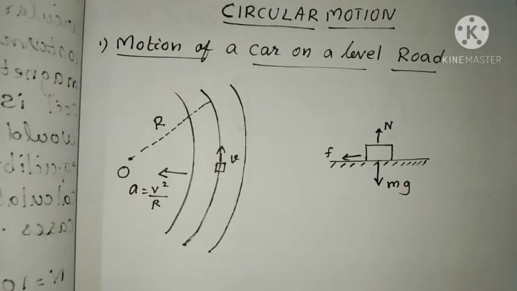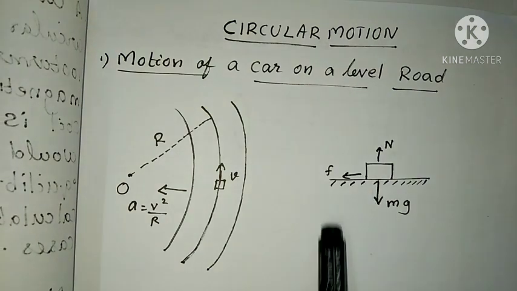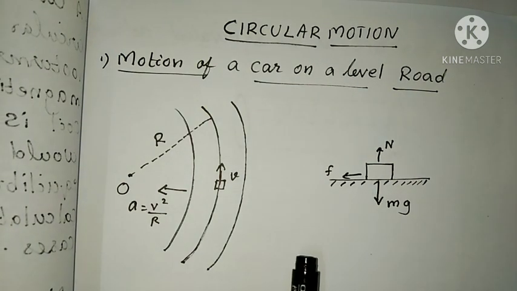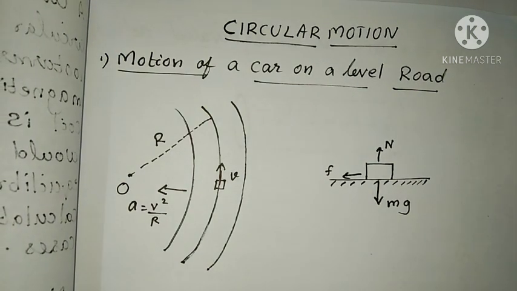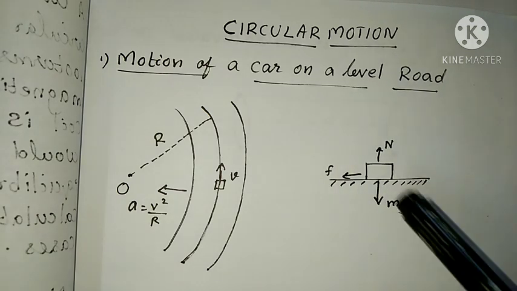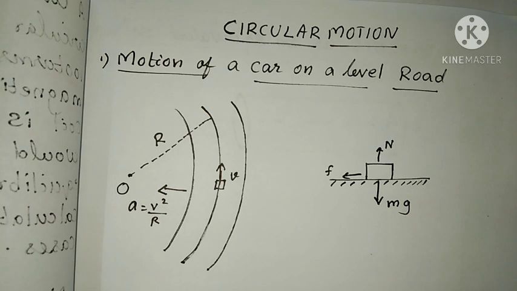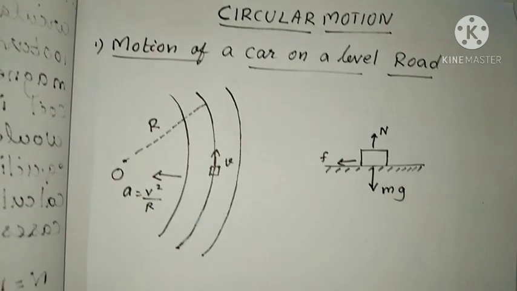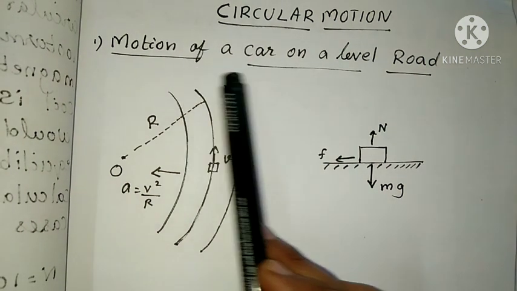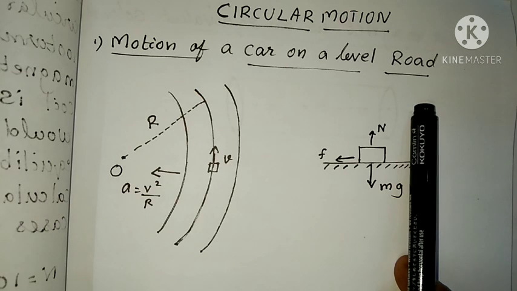Dear children, the topic is circular motion. An important application of circular motion is to study the motion of a car on a level road and the motion of a car on a banked road, that is, an inclined road. First, we want to study the motion of a car on a level road.